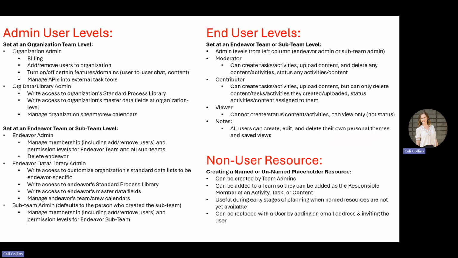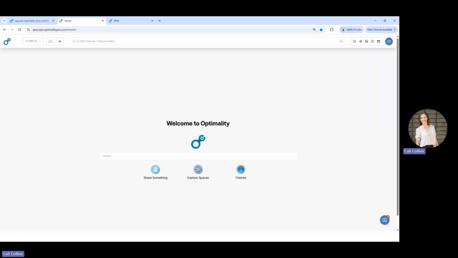At any point, these non-user placeholder resources can be replaced by an actual user by adding an email address and inviting that user into the system. With that, I'm going to go ahead and go into Optimality and give a demo of what this looks like.